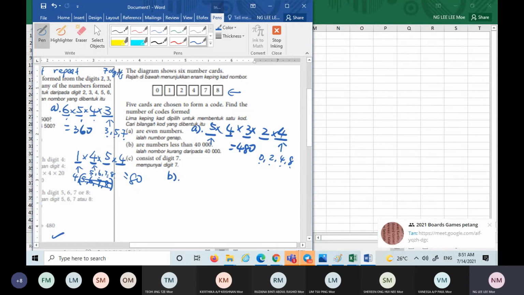Find the number of codes formed that are numbers less than 40,000. Less than 40,000. So 1, 2, 3, 4, 5. For a number less than 40,000, what number should I put at the first digit? Right?